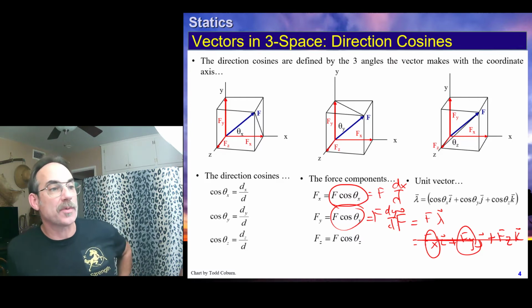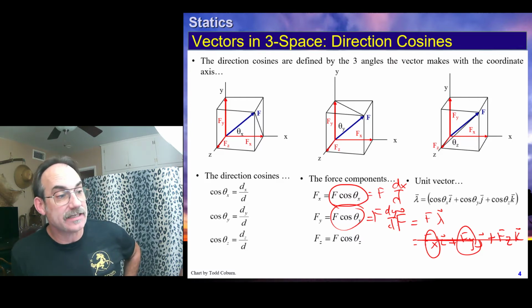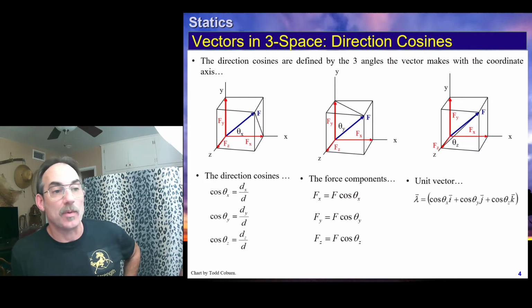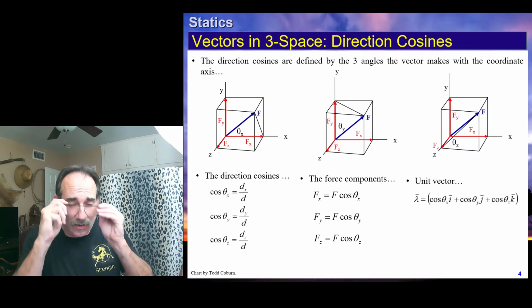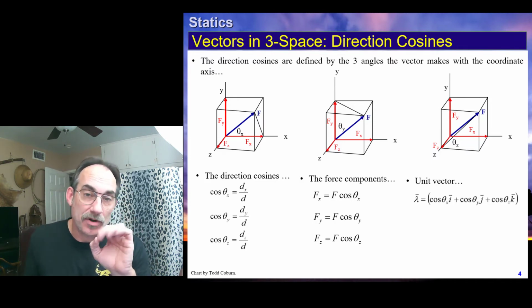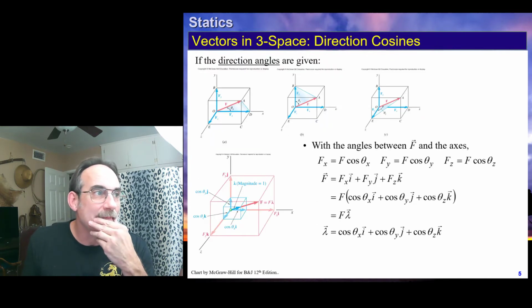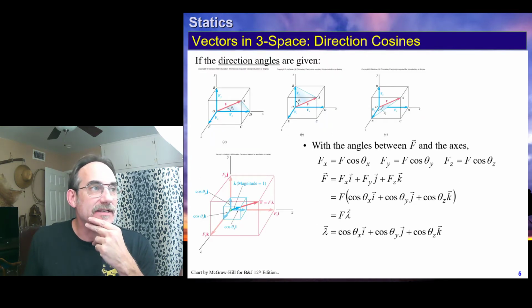Those are the building blocks we're going to use. We're going to use this all through statics. We're going to use it next semester when we get into dynamics as well. And you're going to see it for any kind of engineering, orbital mechanics, and other things where you're dealing with free space.